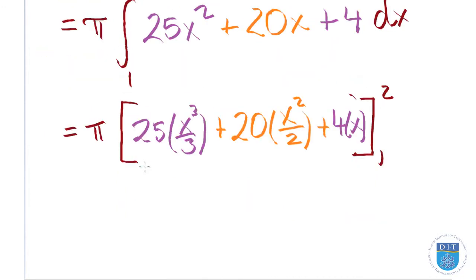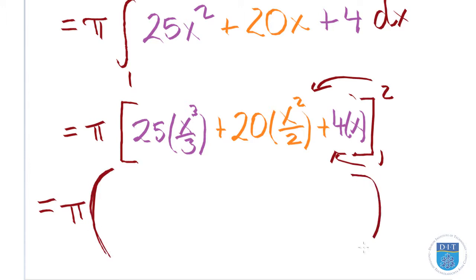Okay, so start subbing stuff in. Put the 2 in and take off what you get when you put the 1 in. Be careful, there's a pi on the outside of the whole thing. So pi multiplies the entire answer to all of this business of putting in the 2 and then putting in the 1. So I'll open up a big bracket, and within that bracket I'll put in the 2 and then put in the 1.